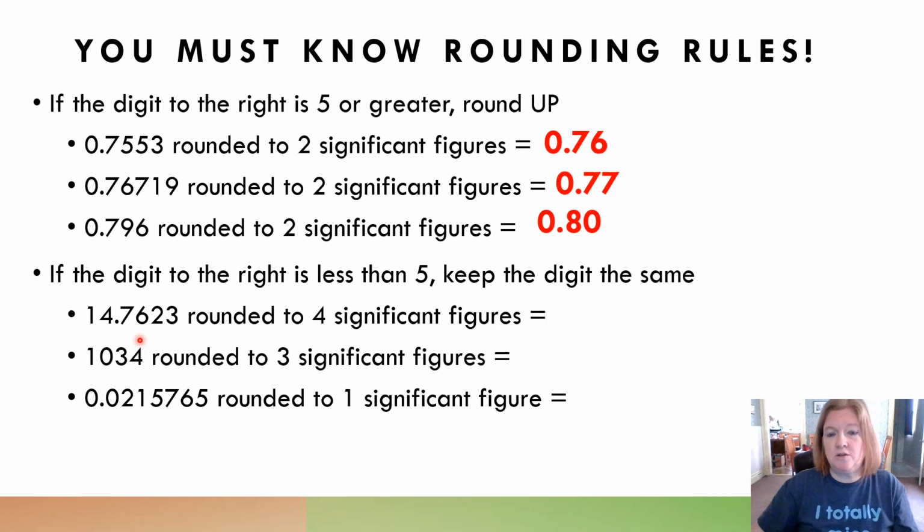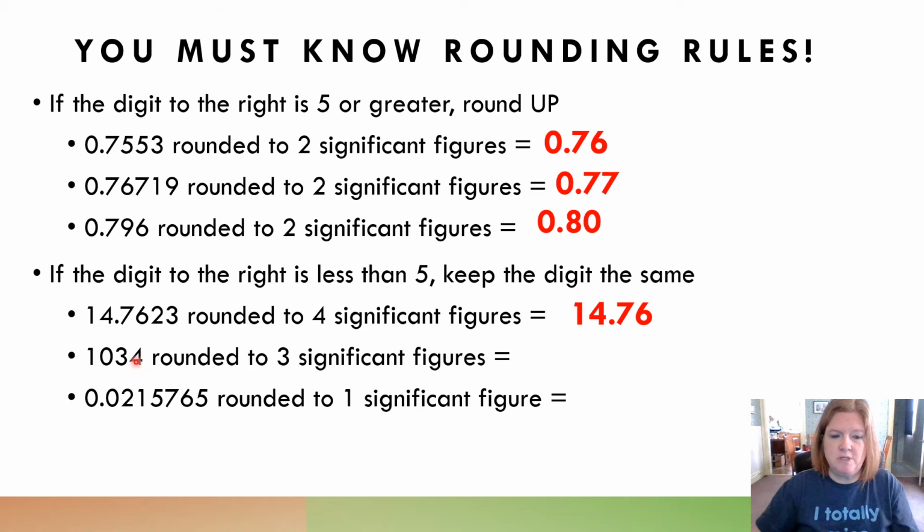If the digit to the right is less than 5, keep the digit the same. So round to 4 significant figures. There's a decimal, so we start here. 1, 2, 3, 4. Then I look here, oh, that's less than 5, so I'm going to keep this the same. Essentially, I'm rounding down, meaning I'm eliminating these digits. I don't do anything to this number. I leave it alone.